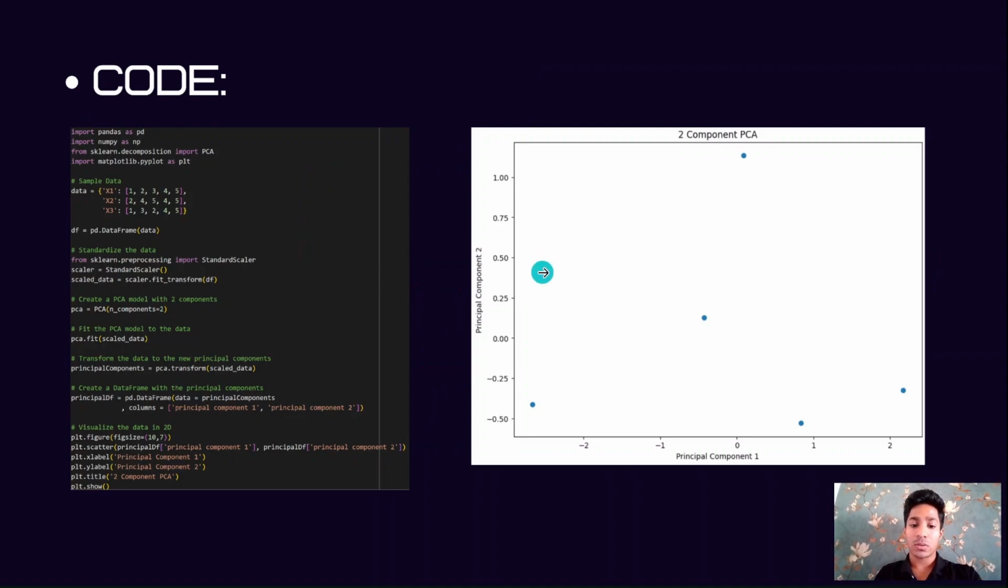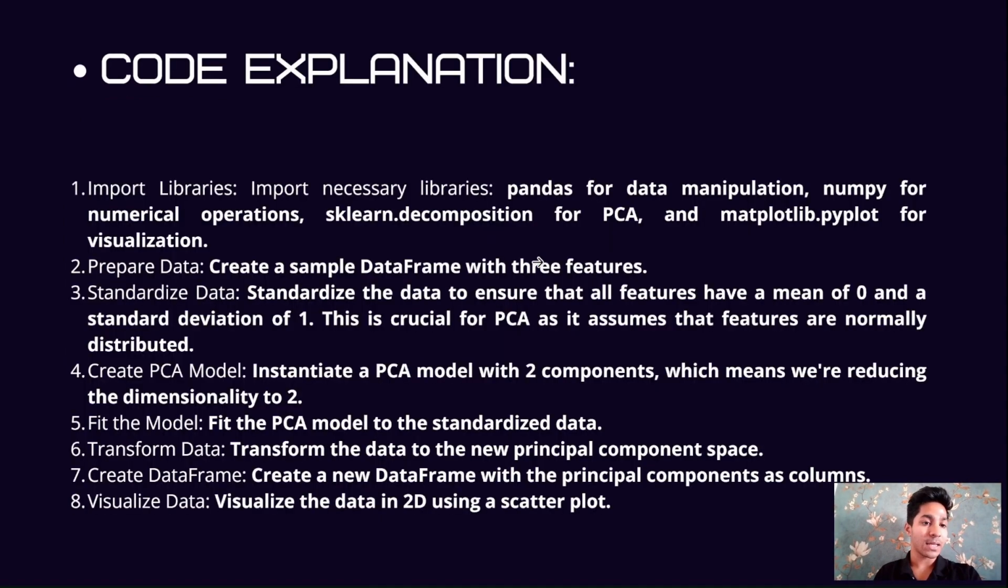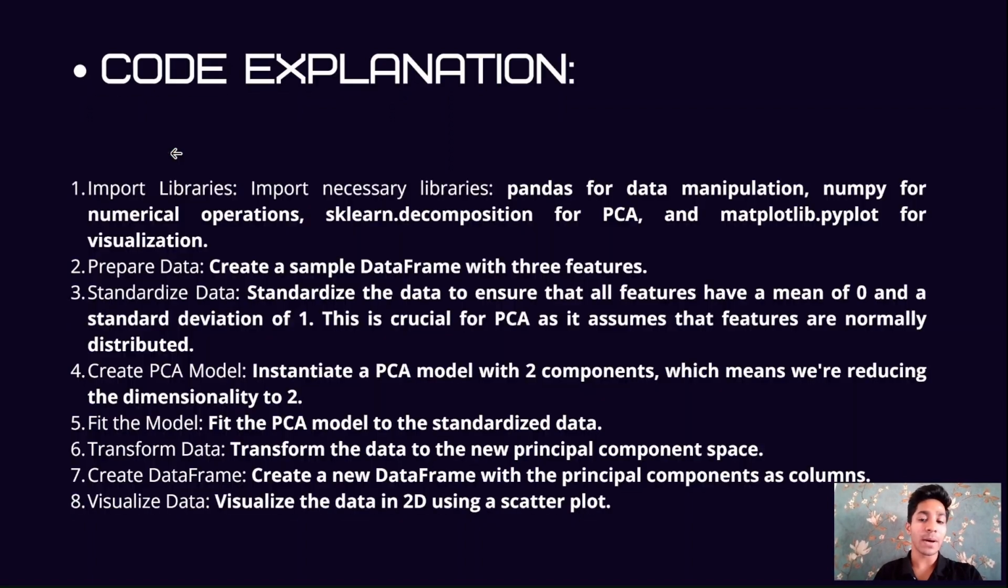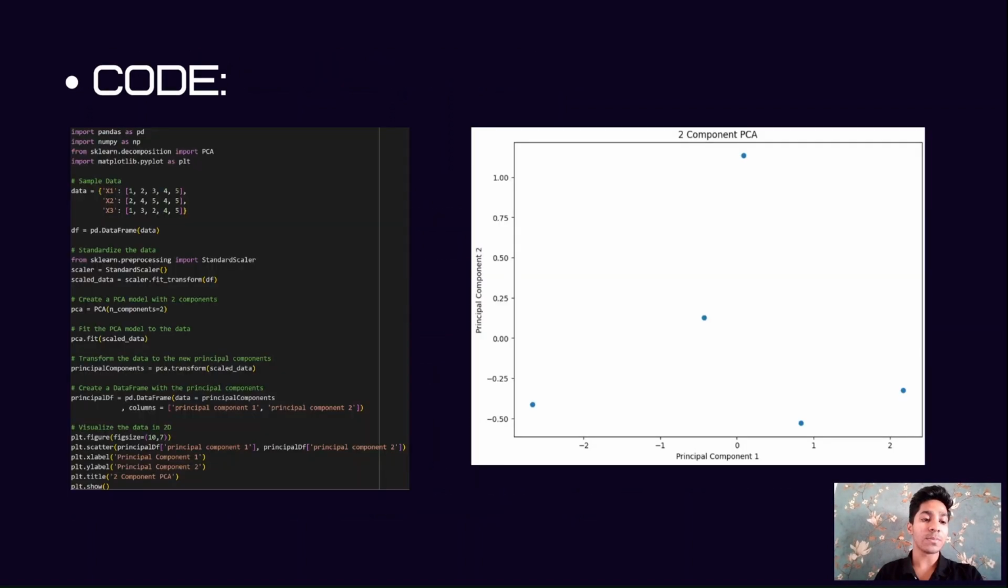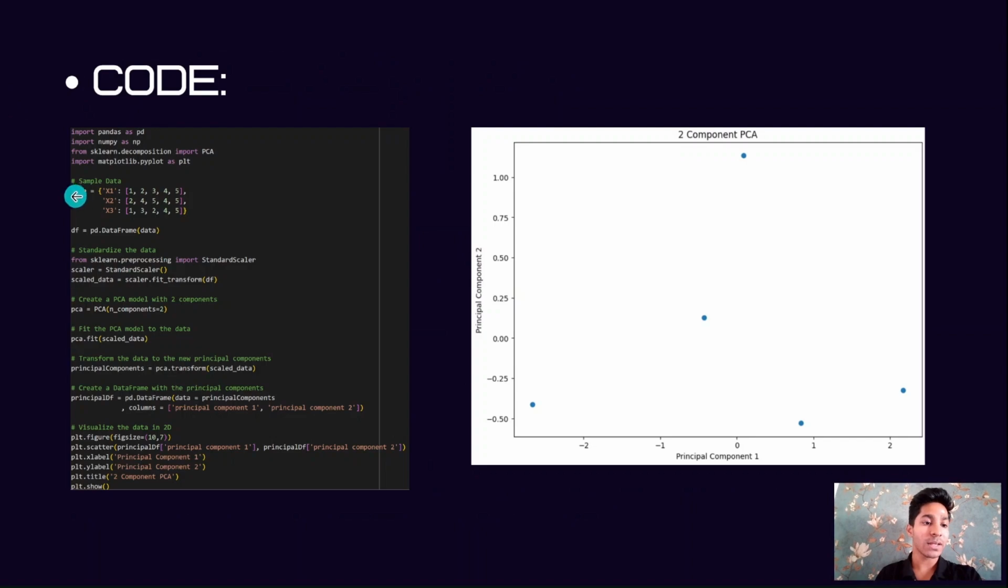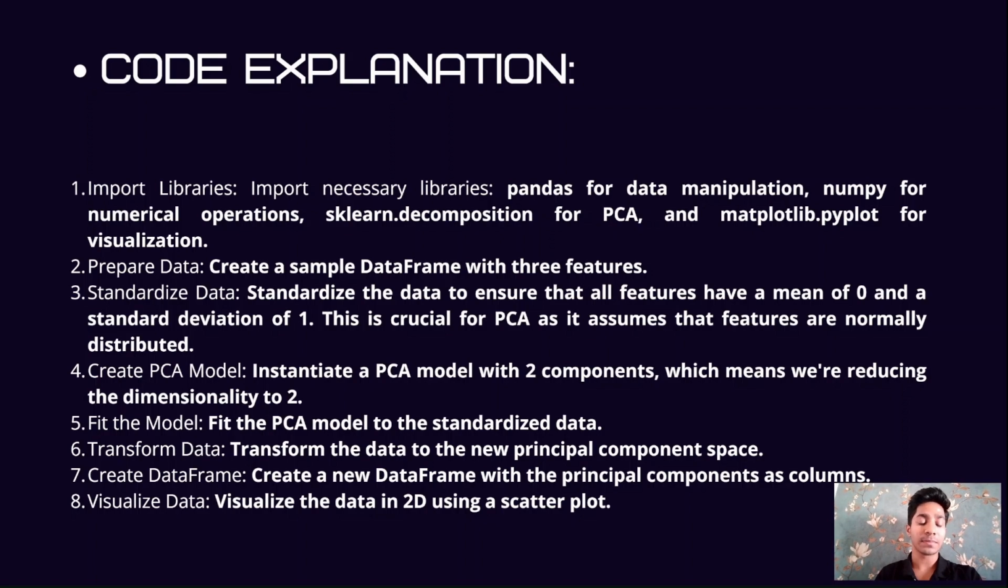So next we have the explanation of the previous code, in which we import libraries such as Pandas, which is used for data manipulation, and NumPy, which is used for numerical operations. Then the second step is preparation of data. In this, we create a sample data frame with three features. Here it is, sample data with three features, x1, x2, x3. Then we standardize the data to ensure that all features have a mean of 0 and a standard deviation of 1. This is crucial for PCA as it assumes the features are normally distributed or equally scaled.